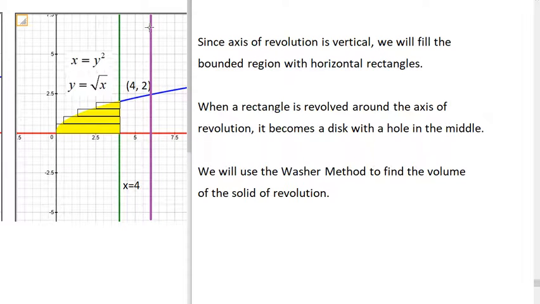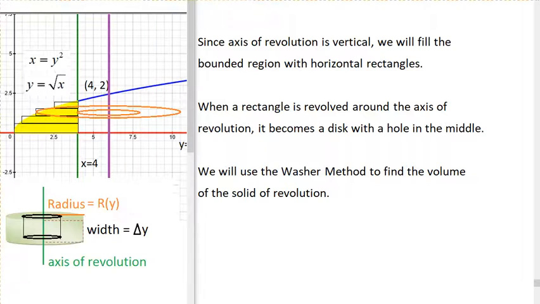Since the axis of revolution, which is the line x equal to 6, is vertical, we'll fill the bounded region with horizontal rectangles. And then if we take each rectangle and revolve it around the axis of revolution, then we'll get a disk with a hole in the middle. And therefore we'll need to use the washer method to get the volume of the solid of revolution.